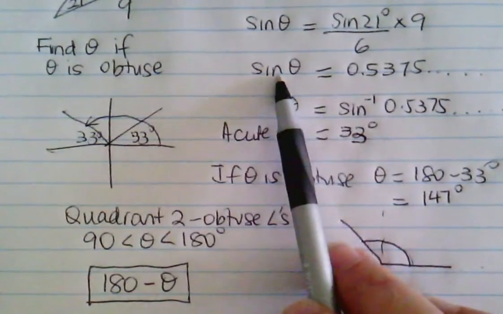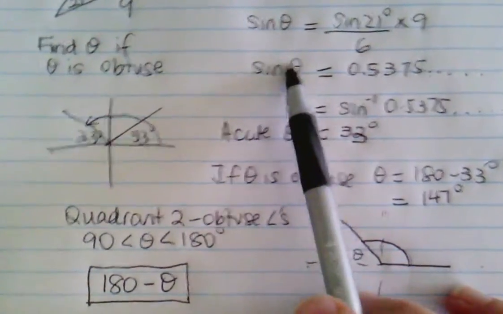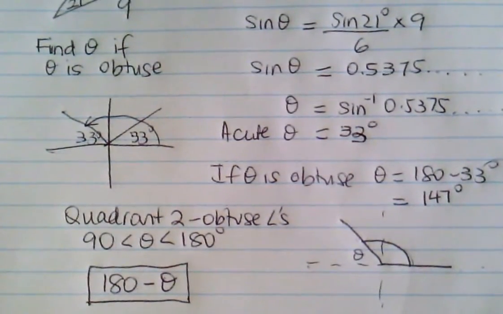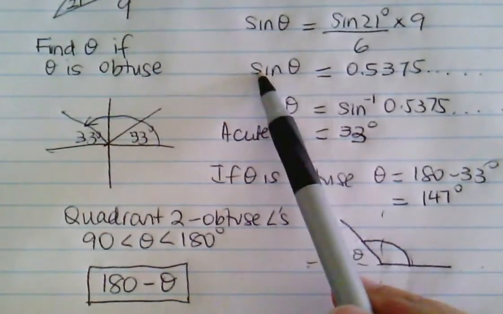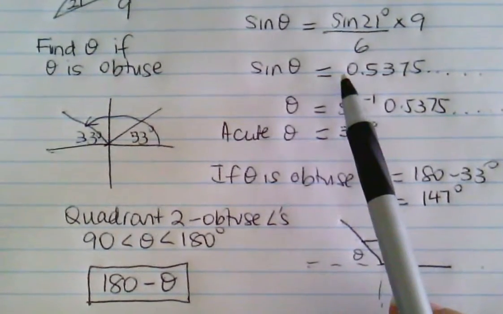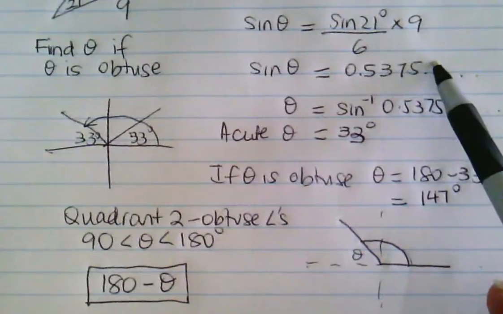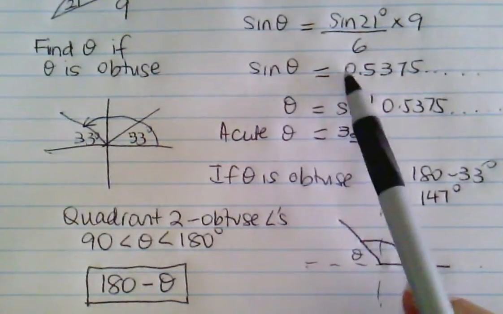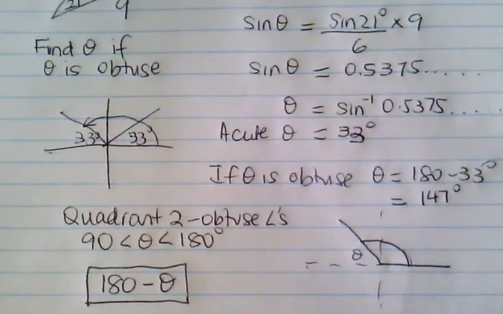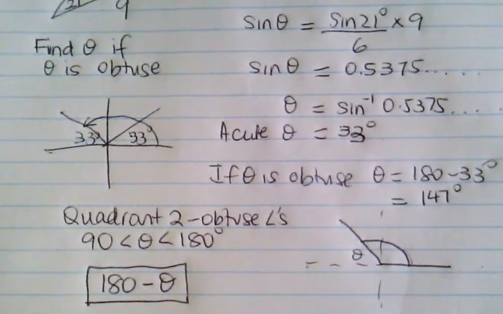So the reason we didn't do this before, we had to do our sine curve, cos curve, tan curve to be able to do this. See how I've got sine theta, again, is positive 0.5375 coming back here. That means that sine theta is positive in quadrants 1 and 2, and that's why we can work out the obtuse angle in quadrants 1 and 2.